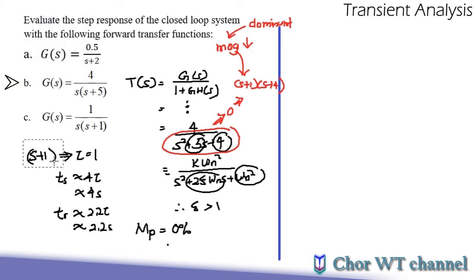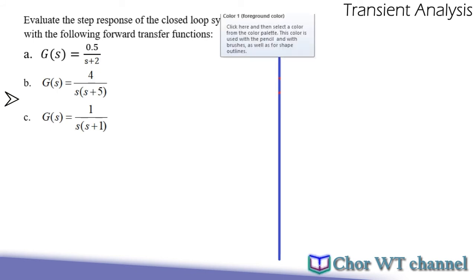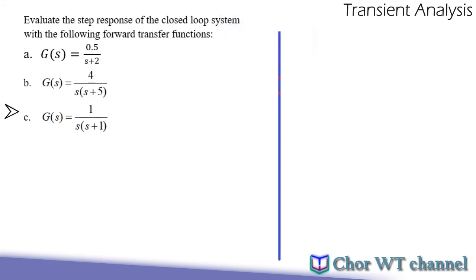Again, let's delete everything here. Okay, so it's clean now. So let's look at the third example, part C, where we have this second order underdamped system. In a similar manner, how do we identify whether it is underdamped or overdamped? We check the transfer function of the closed loop system.